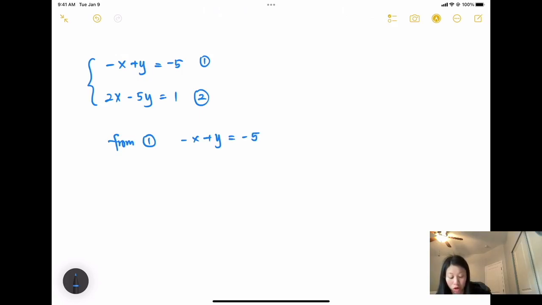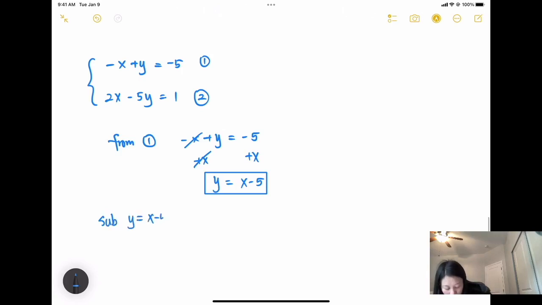But I want to solve for y because I want to substitute y into the second equation. So that means I want to add x on both sides. So I have y equals x minus 5. And then after I got that, I can write x minus 5 equals y. And then I want to substitute y equals x minus 5 into the second equation. So I have 2 times x minus 5 times x minus 5 equals 1.